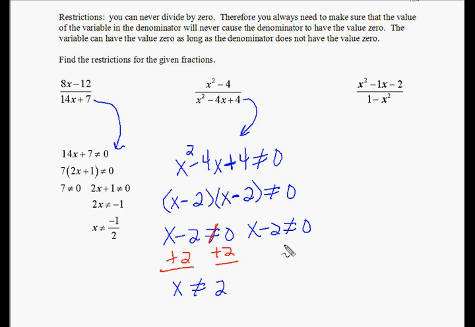Now again, doing the same process here, we'll see again that x cannot have the value 2, and as long as it doesn't have it once, it doesn't have it 3 times, it doesn't really matter. So our only restriction for this fraction is that x can never take on the value 2.